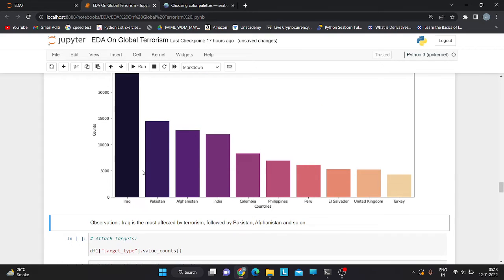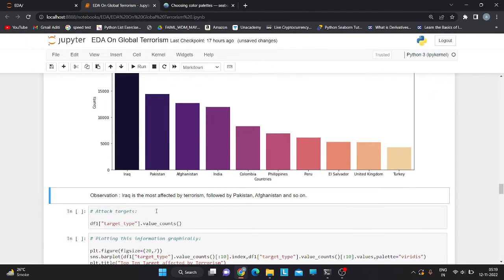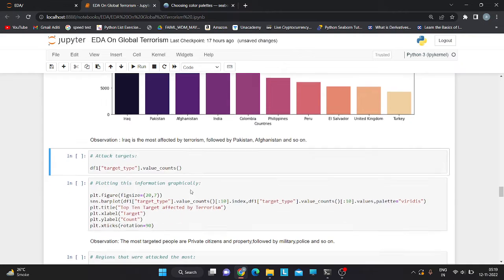So from this analysis, from this graph, we could understand that Iraq is the top country which is affected by terrorism, followed by Pakistan, then Afghanistan, India, Colombia, etc. Okay, so whatever observation that we get from this, we have to note these observations. After noting down this observation, we are going to see target attacks.